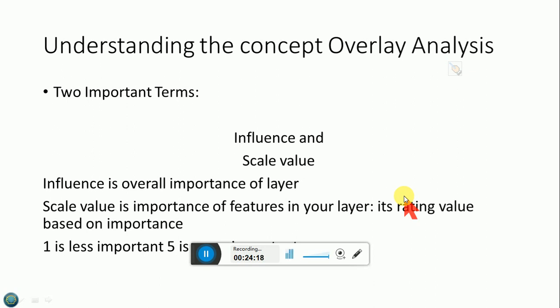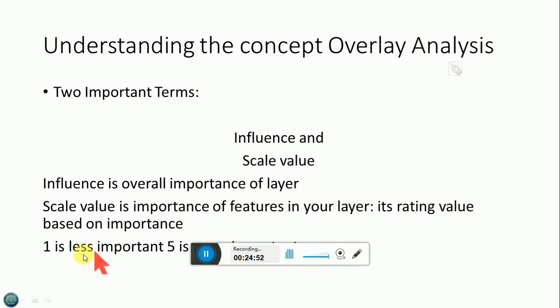And the other important term is scale value. By scale value, I mean that in each and every thematic layer we have different groups. For example, when we take slope, we have 5 groups, from 0 to something, and something like that. So how are you going to give them scale? That means which factor, or maybe which group, is very important to produce the groundwater potential zone.